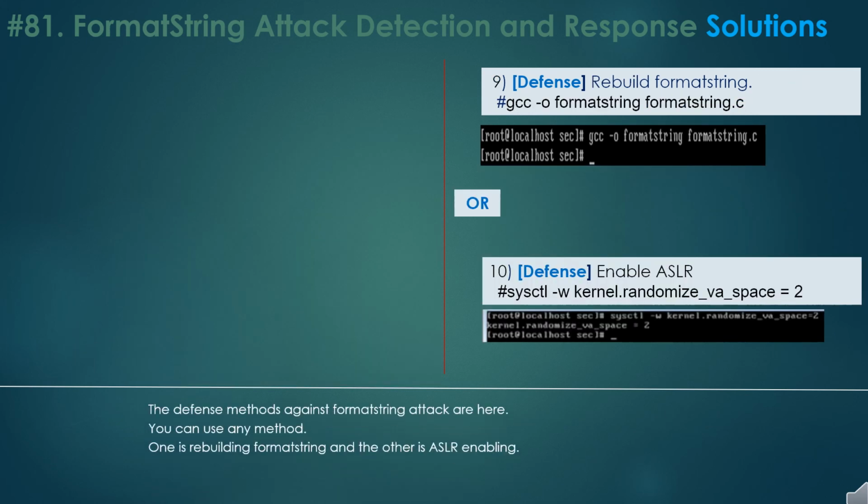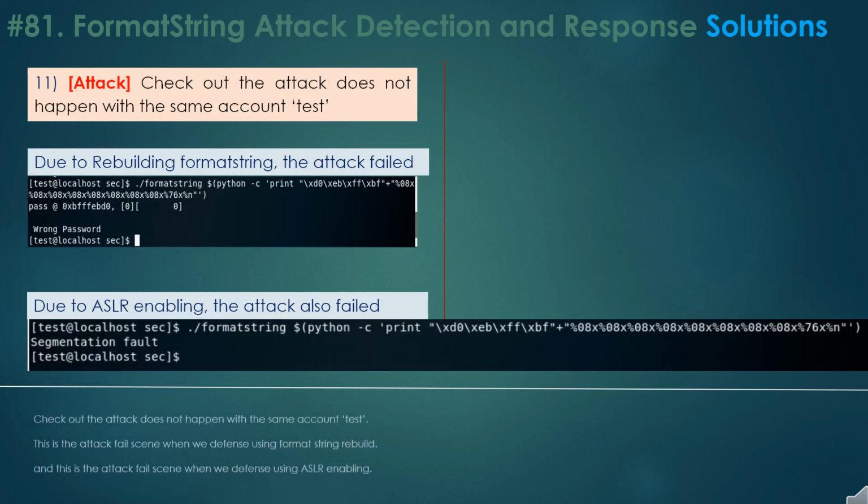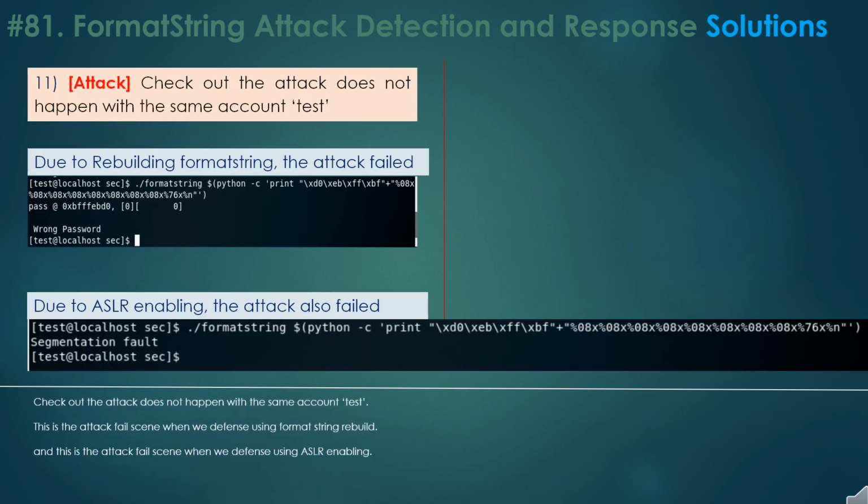The defense methods against the FormatString attack are here. You can use any method: rebuild the FormatString program or enable ASLR. Check that the attack does not happen with the same account test. This is the attack file seen when we defend by rebuilding FormatString. And this is the attack file seen when we defend by enabling ASLR.